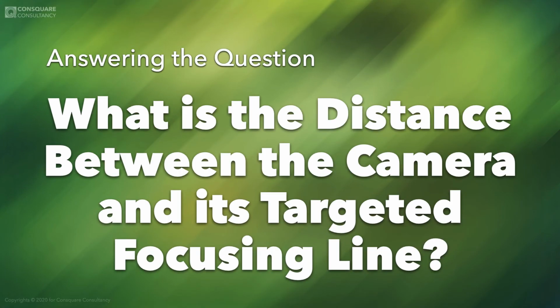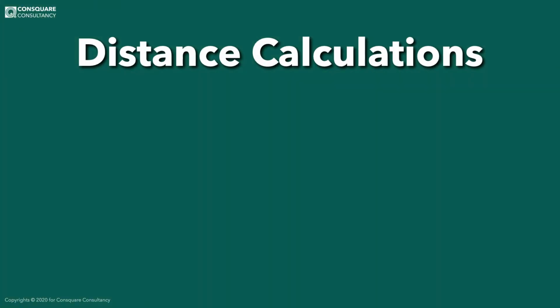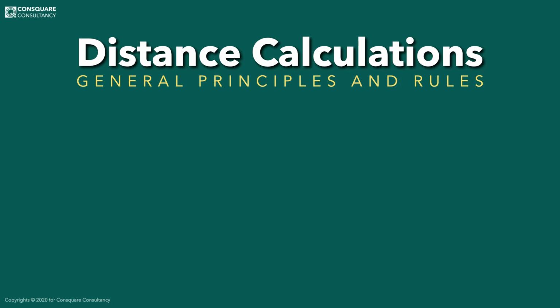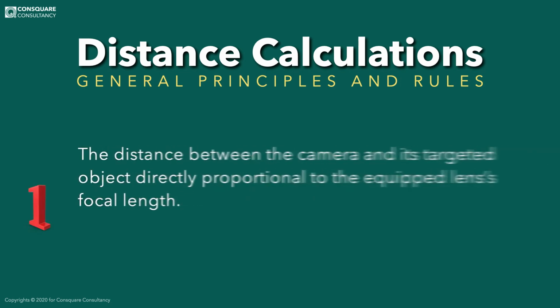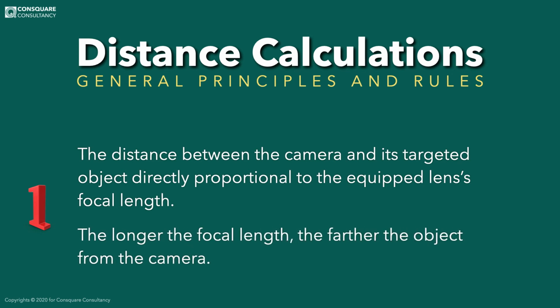It is the turn of the second question to answer. What is the distance between the camera and its targeted focusing line? Distance calculations. General principles and rules. Number 1. The distance between the camera and its targeted object is directly proportional to the equipped lens's focal length. The longer the focal length, the farther the object from the camera.